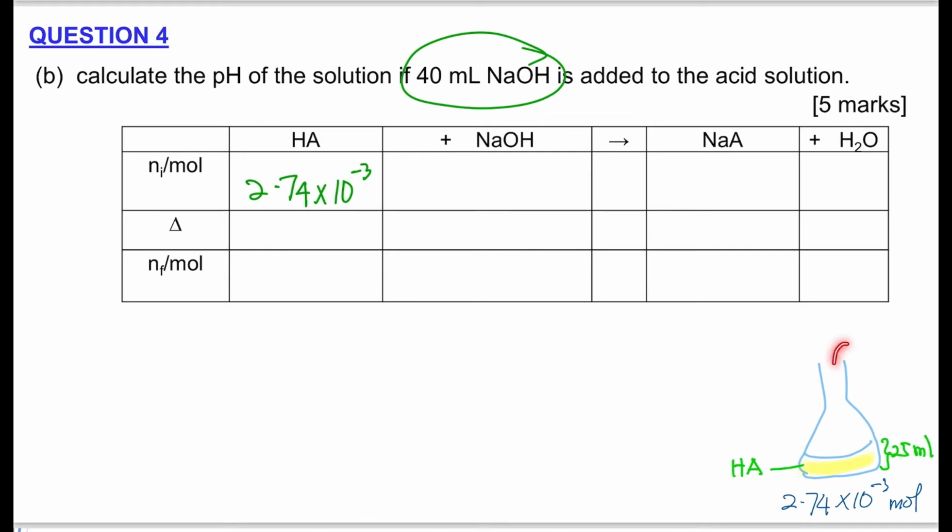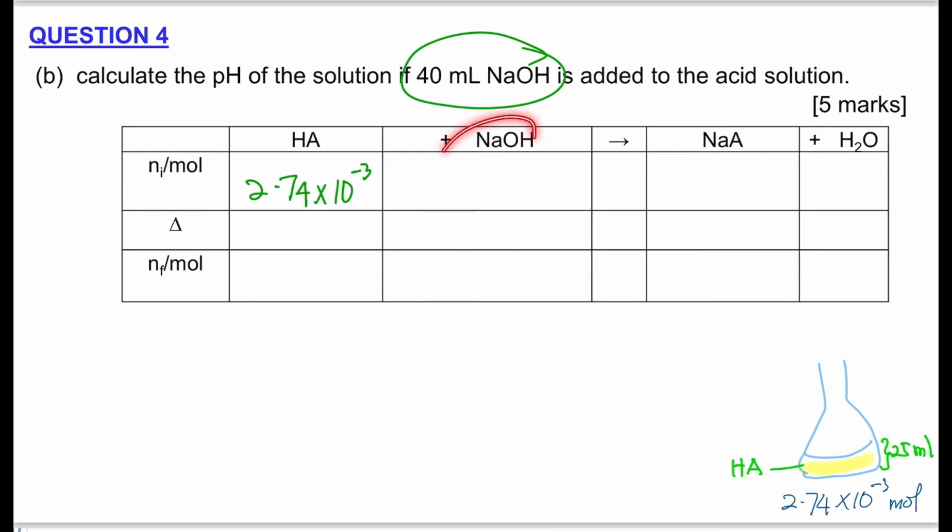Now let's see, this 40 ml added to the acid is how many moles? Therefore, we need to calculate the number of moles of sodium hydroxide. Before that, we need to construct the ICF table in terms of the number of moles, because we need to determine the final moles of the acid and base. As I mentioned before, the last component will determine the pH. It's either acid or base.